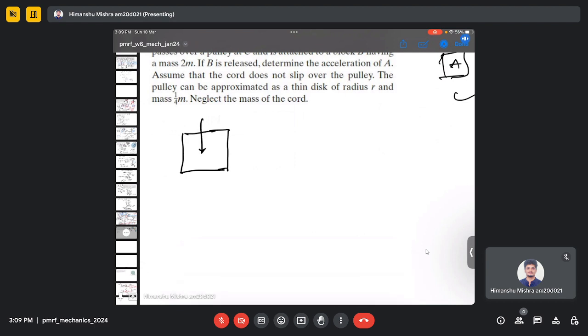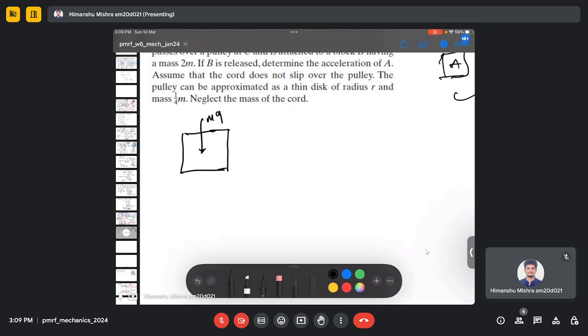We can differentiate the forces. So this is my block A. Now if I do the force balance analysis in the horizontal direction, I will get summation of all forces equal to ma.